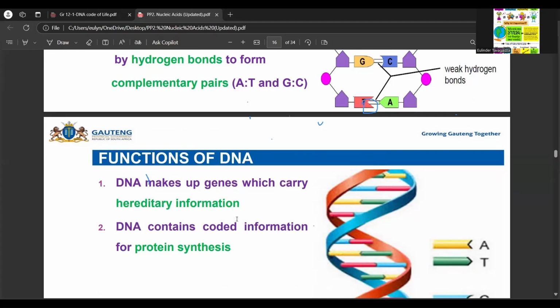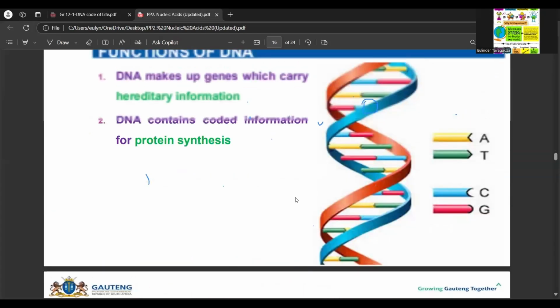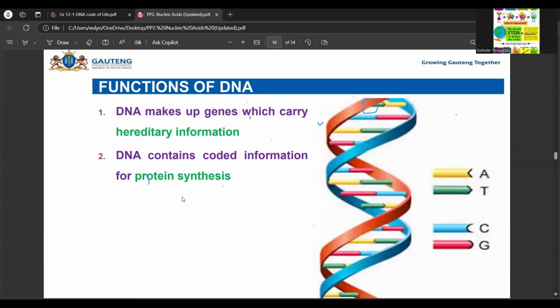The functions of DNA, right? The first one, we are saying DNA makes up genes which carry hereditary information. Right. Number two, DNA contains coded information for protein synthesis. Those are the processes that we will talk about next time.